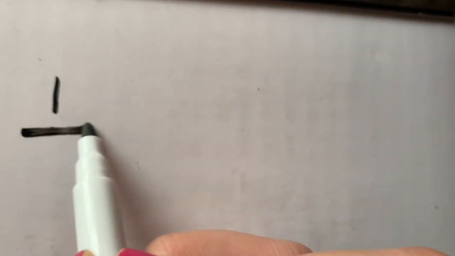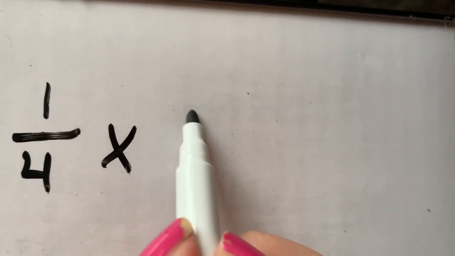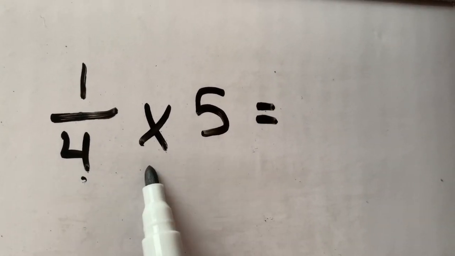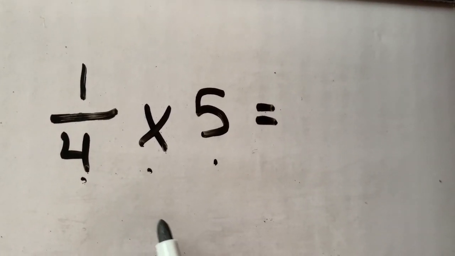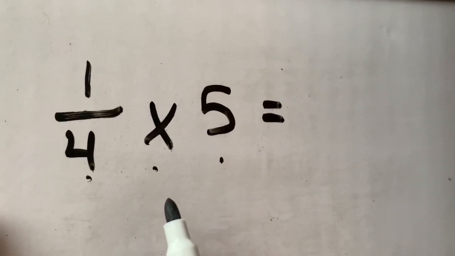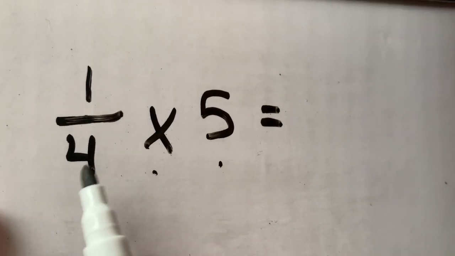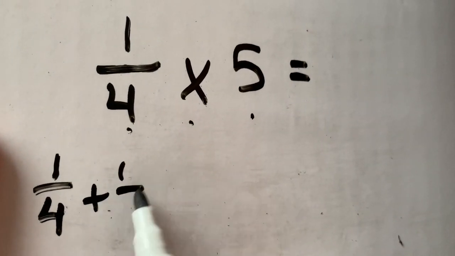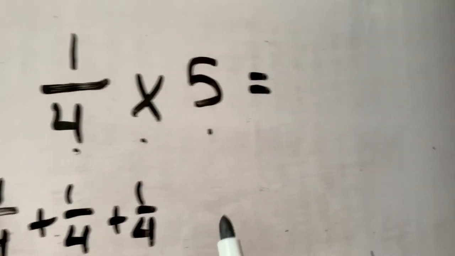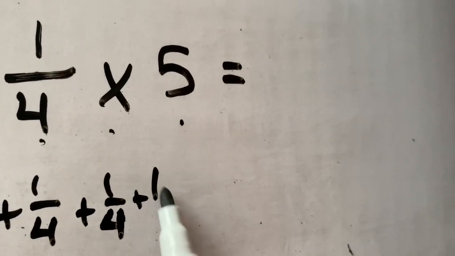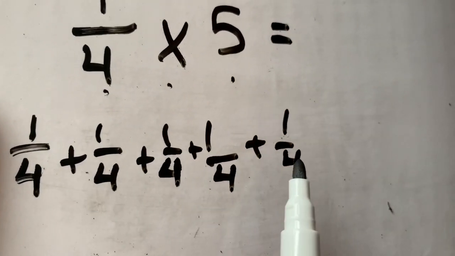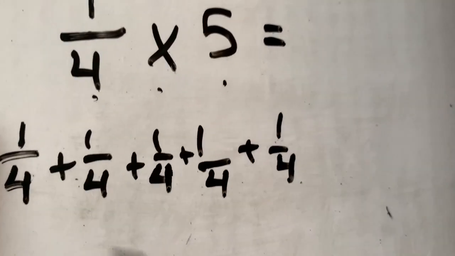Okay, I want us to look at this multiplication again. Let's look at 1/4 times 5 again. At the beginning of the video, I explained how 1/4 times 5 is just like when we're multiplying whole numbers, right? We're doing repeated addition. So this can also mean 1/4 plus 1/4 plus 1/4 plus 1/4 plus 1/4, right? So we have 5 1/4s that we are adding together, multiplying by 5.